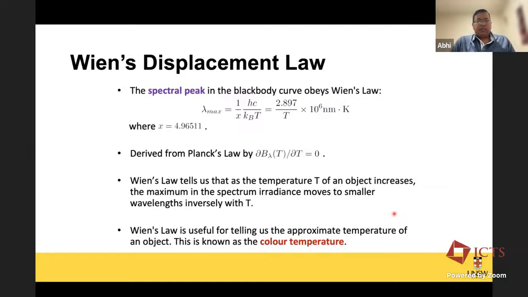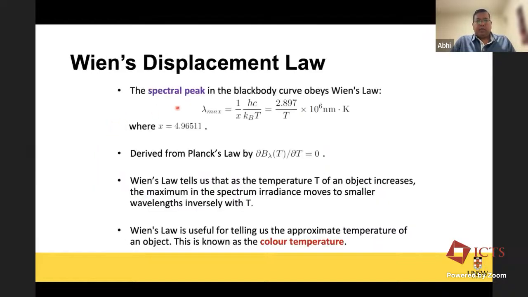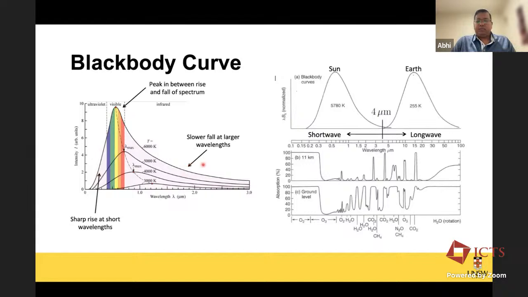Moving on to Wien's displacement law. This again is quite important and used in the literature. This is the spectral peak, the lambda max that I was talking about here. For a black body curve, it is defined using this formula, which is 1 over x = hc over k_B T, and this is basically derived by differentiating the spectral function here.